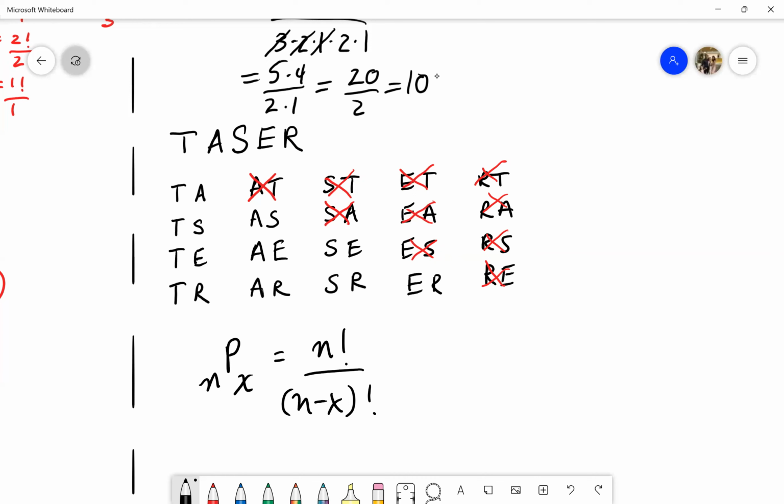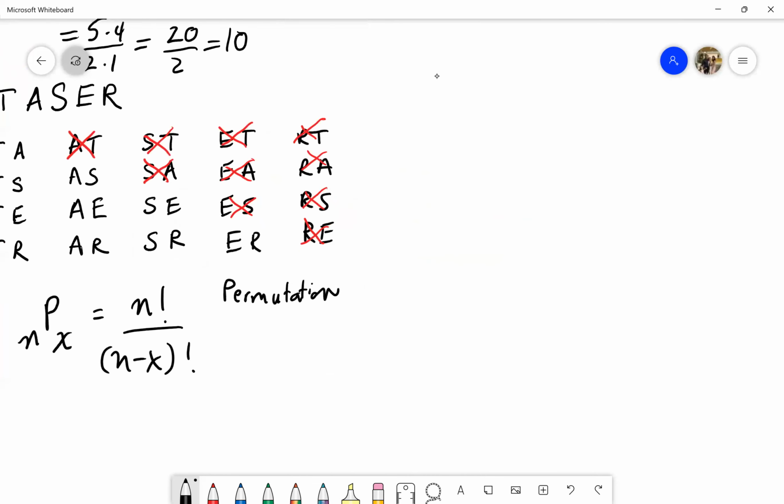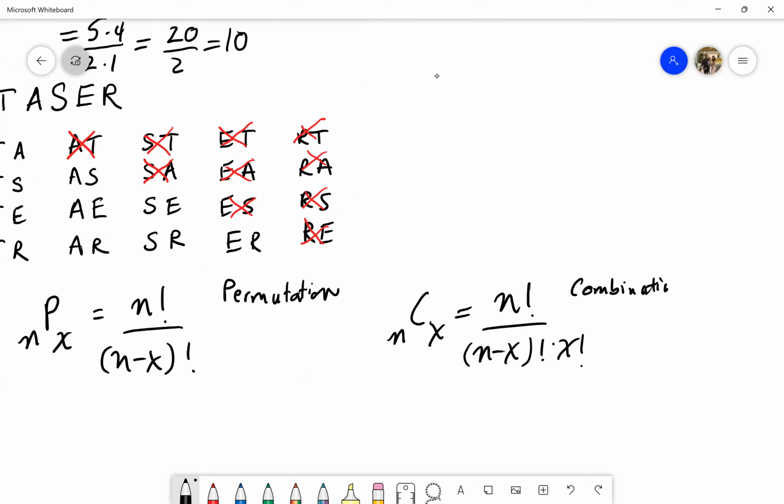Now notice the difference. So this is a permutation, and this is a combination. Notice the difference between the formulas. They're almost exactly the same, except there. Here, order matters. Here, order does not matter.